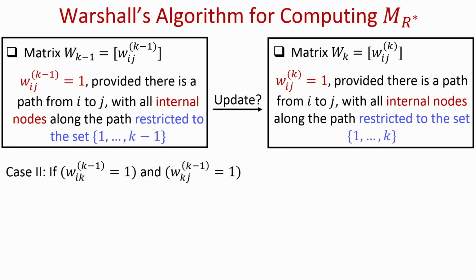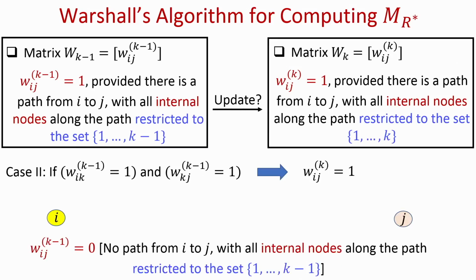The second case will be as follows. My claim here is that if in the k minus 1th matrix the i comma jth entry is 0, that means there was no valid path from the node i to node j where all intermediate nodes are restricted to the subset 1 to k minus 1, no such path was there, right. Then what I will check is the following. I will check whether there exists a path from the node i to k where all the intermediate nodes are within the subset 1 to k minus 1.